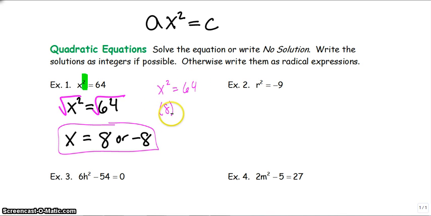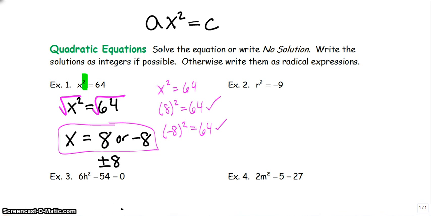Here, I'm going to use parentheses to substitute. 8 squared equals 64. 8 times 8 is 64. That one checks out. And I can try the same with my second solution. Negative 8 squared equals 64. Once again, negative 8 times negative 8 is 64, so that also checks out. My two solutions are 8 and negative 8. As I've talked about in my classes, you can also write this as positive and negative 8.